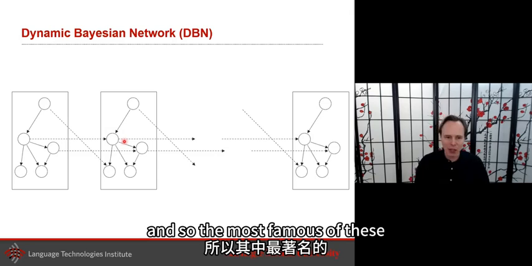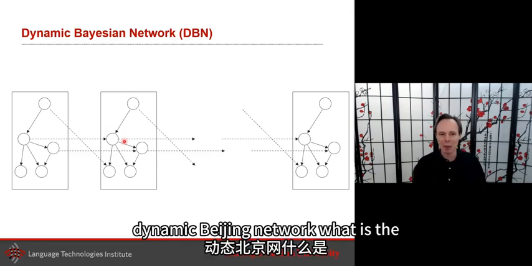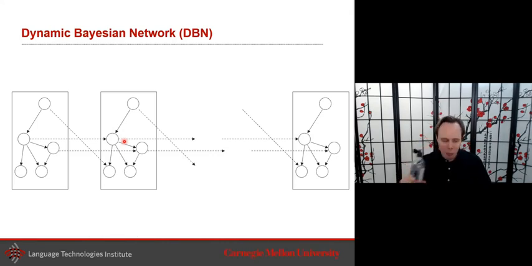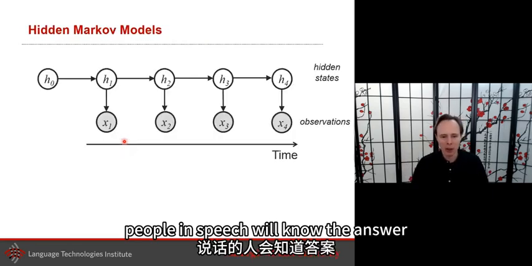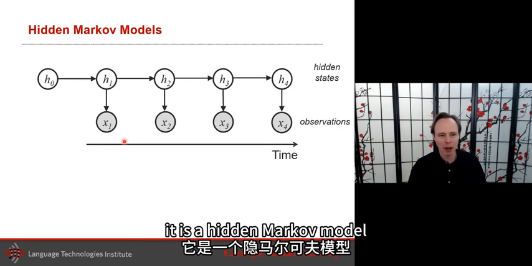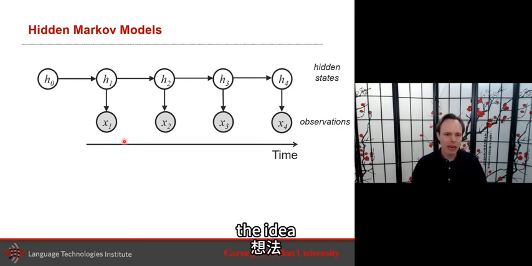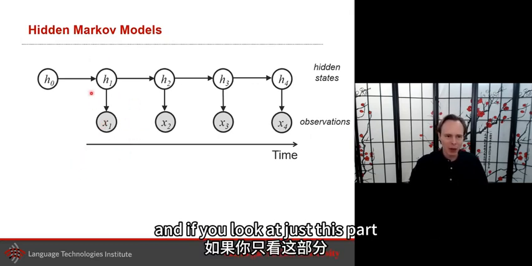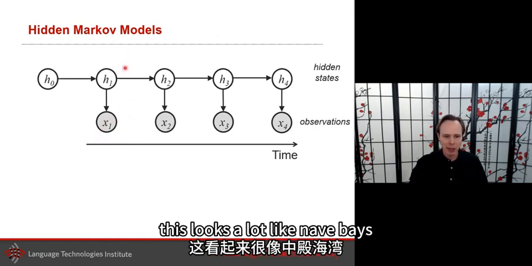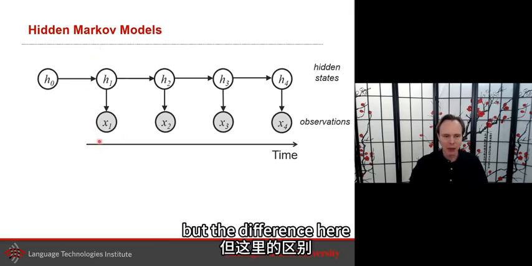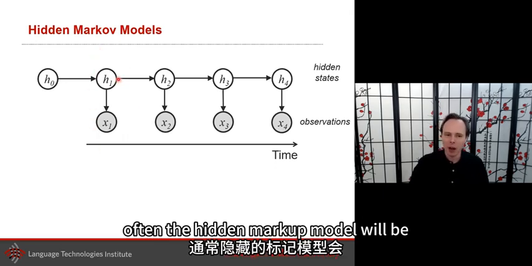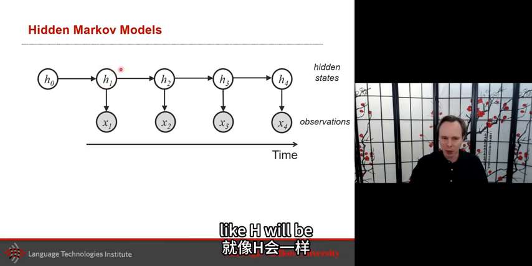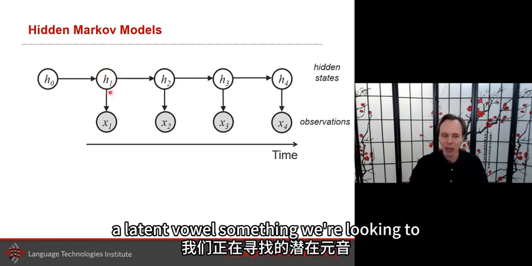And so the most famous of these dynamic Bayesian networks, what is probably the most famous? People in speech will know the answer. It is the hidden Markov model. The idea here is that I have my observation, my evidence, and if you look at just this part, this looks a lot like naive Bayes, but the difference here is that often the hidden Markov model will be done in such a way that H is not observed, like H will be a latent variable, something we're looking for.